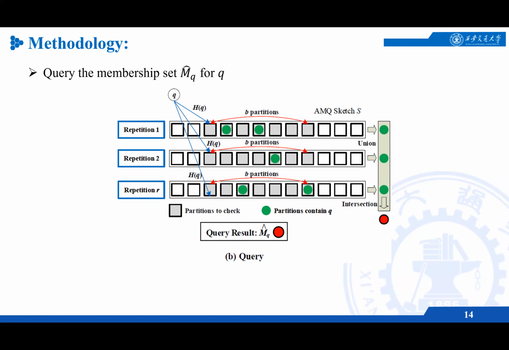For partitions reporting positive results, we take the union of them as the results of the repetition. We then take the intersection of R repetitions as the final membership set. And in this paper, we use the Bloom filter and the Cuckoo filter as 2 instances of our CFC framework.